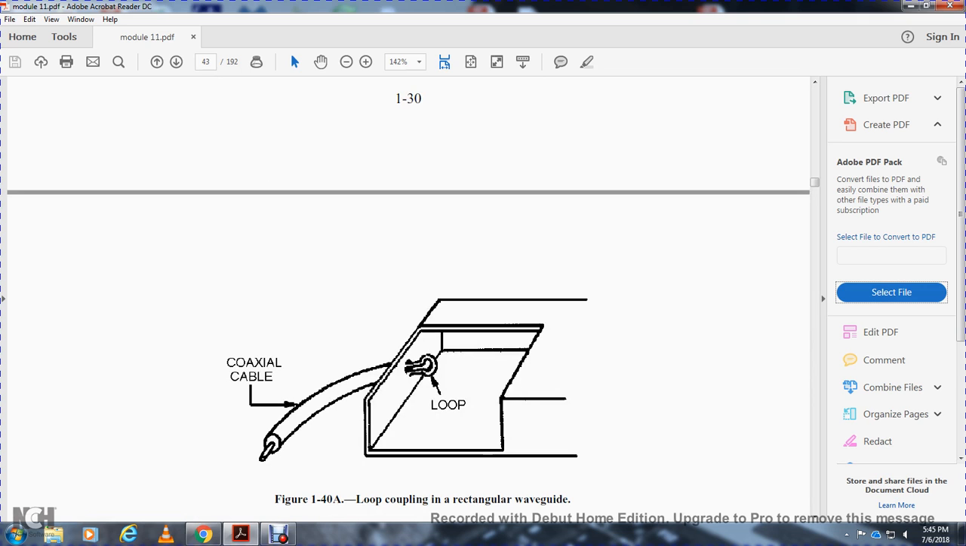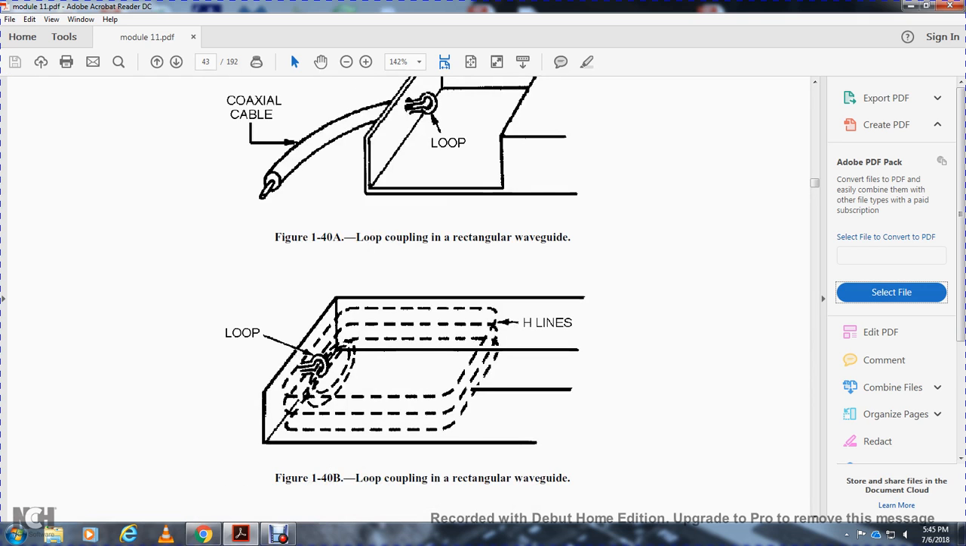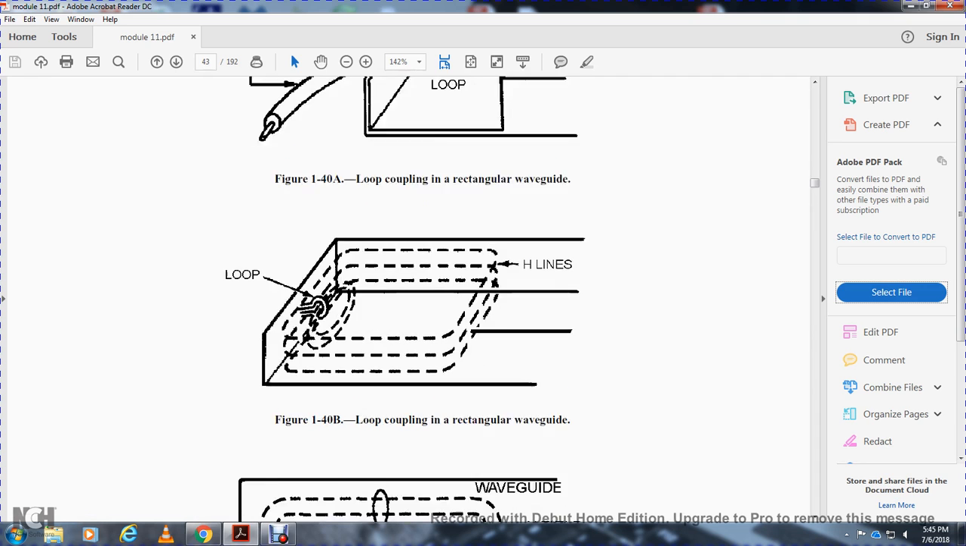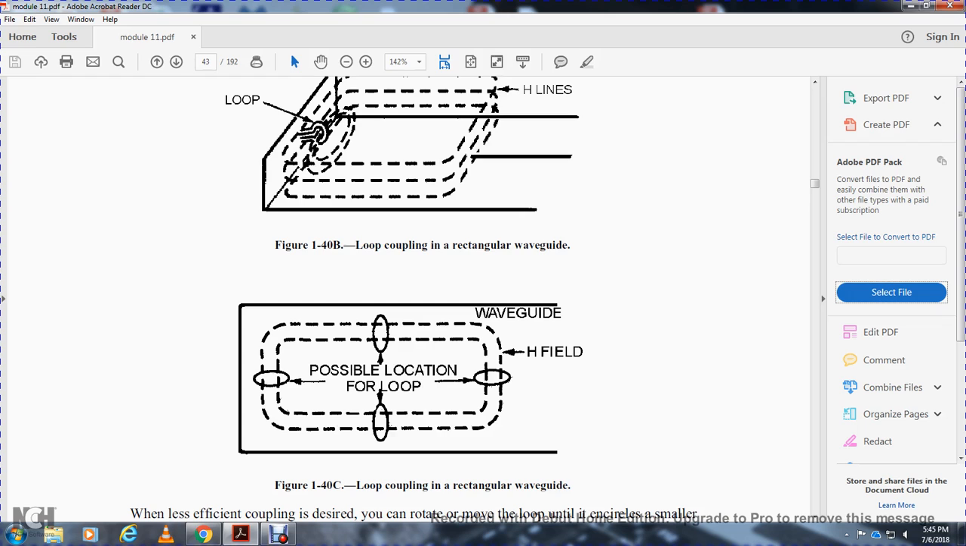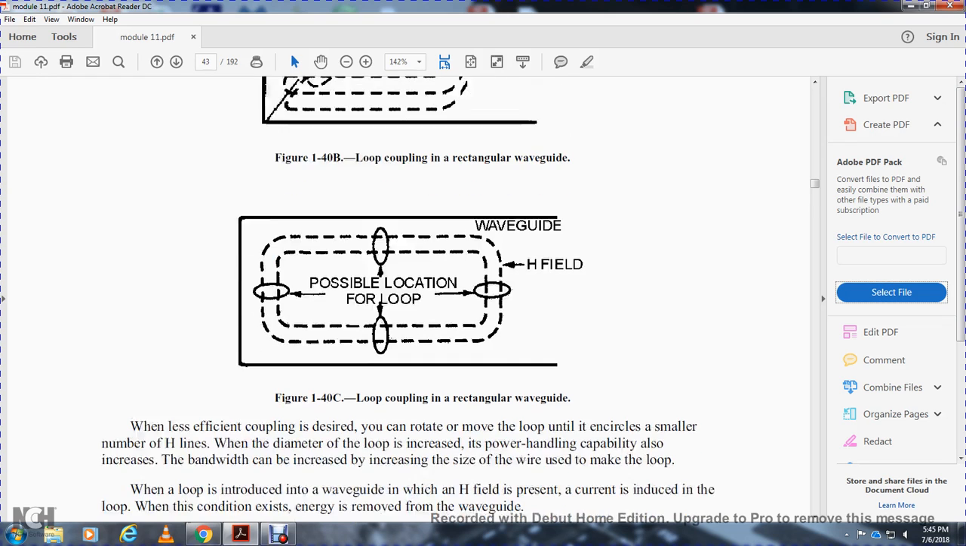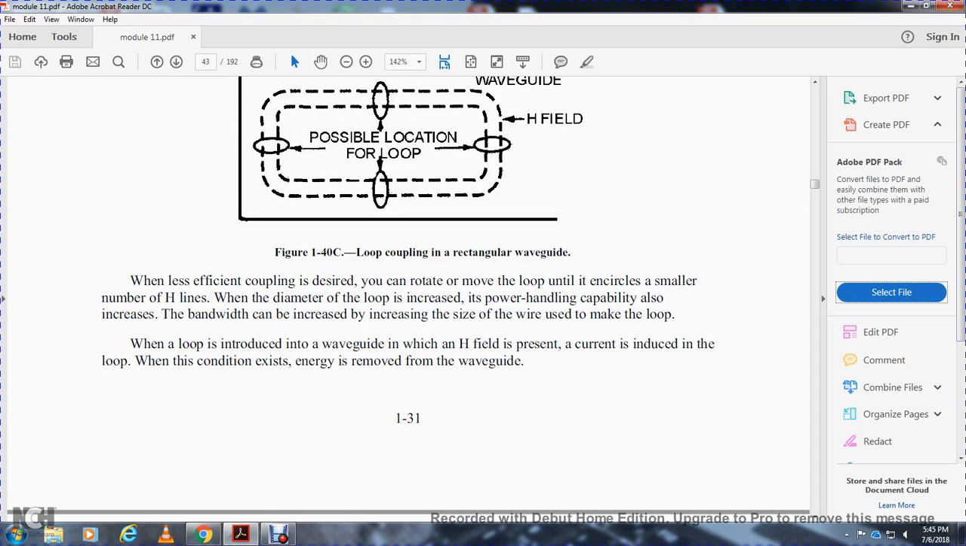Figure 140 shows the loop coupling the rectangular waveguide with the coaxial cable in the loop. It also shows the loop coupling with the rectangular waveguide magnetic field lines, and the possible locations for the loop.